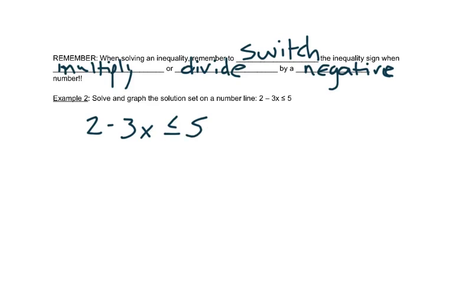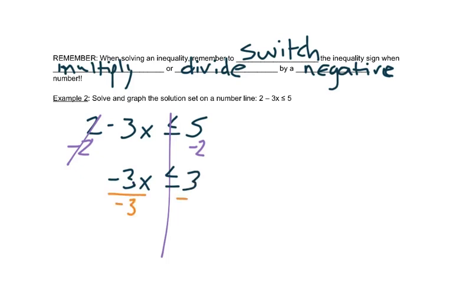Okay, so here's where our inequality sign is. The first thing we'll do is subtract 2 from both sides. So we get -3x is less than or equal to 3. And then we're dividing by -3. So when we're dividing by a negative number, we have to change that sign. It's going to become greater than or equal to instead of less than or equal to. So it leaves us with x is greater than or equal to -1. So that's one way of writing our answer.